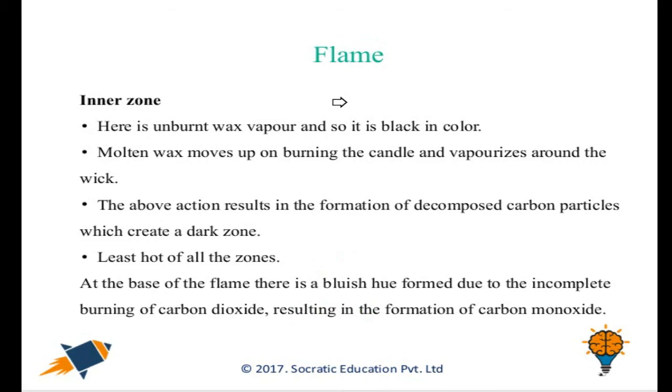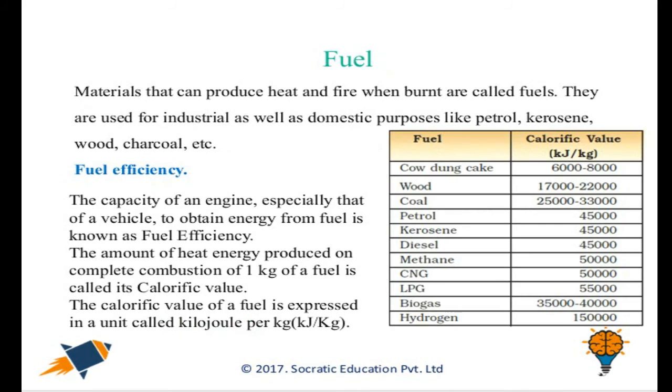Talking about the inner zone, here is unburned wax vapor and so it is black in color. Molten wax moves up on burning the candle and vaporizes around the wick. The above reaction results in the formation of decomposed carbon particles, which creates a dark zone. It is the least hot of all the zones. At the base of the flame, there is a bluish hue formed due to incomplete burning of carbon, resulting in the formation of carbon monoxide.